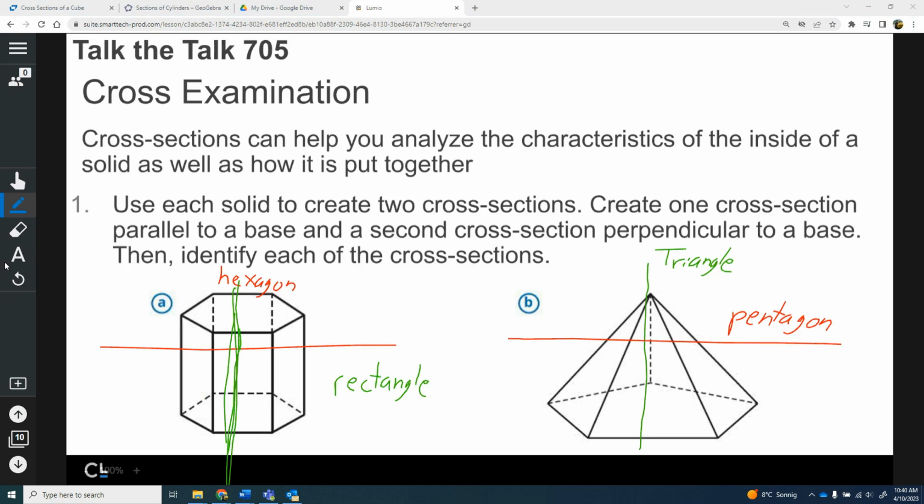Welcome back. If I cut up and down, I'm going to have a triangle going through the top, the apex here. I'd have this back side, the bottom, and this side. If I cut this way, perpendicular, horizontal, I'm going to have the same shape on the bottom, just smaller, so it'd be a pentagon.